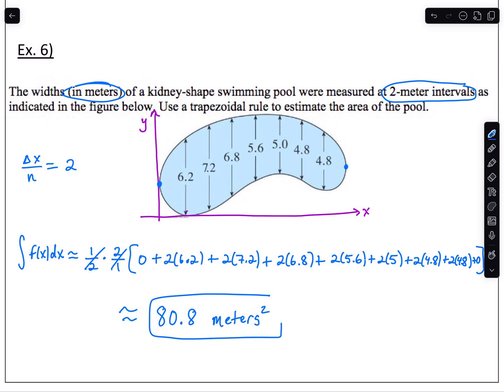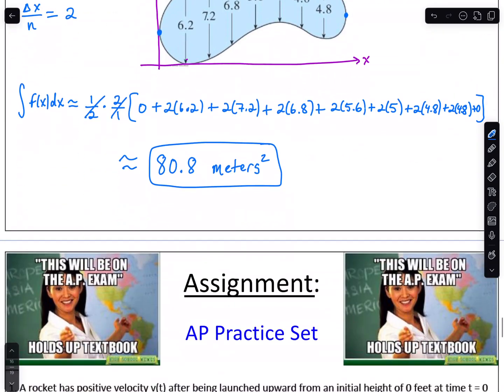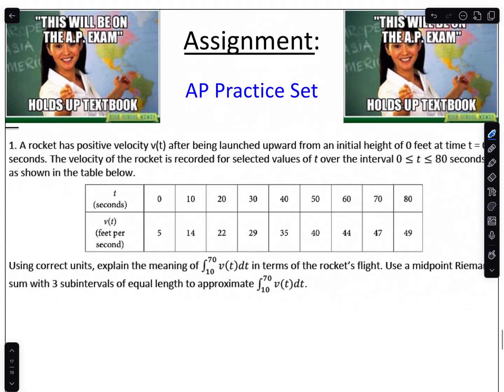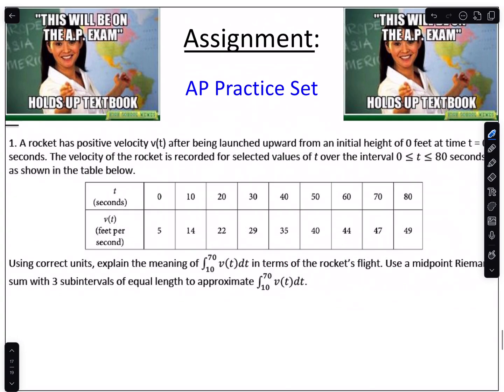All right. So in this case, I think that completes the examples. Even though example 6 looks drastically different, it is actually very similar to the idea that we just did in example 5. If you continue on in the packet that I gave you last week, you'll see that there is an AP practice set. Look for the question that says, a rocket has positive velocity v of t after being launched upward from initial height of 0. And then it goes into some questions.